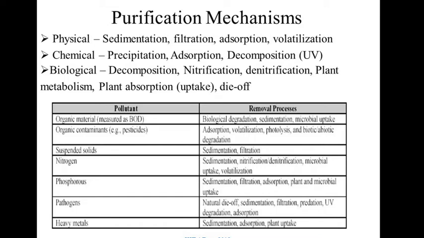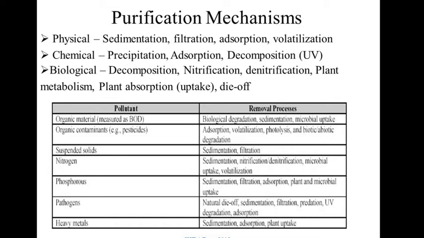Okay, so what are the pollutants, how are they removed, and what is the removal process for each pollutant? First, organic material. Organic material is measured as BOD. The BOD pollutant can be removed by biological degradation and by sedimentation. Next, organic contaminants like pesticides. Pesticides can be removed by adsorption, by photolysis, and by biotic degradation.